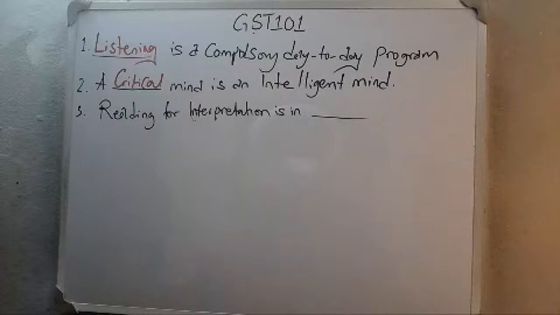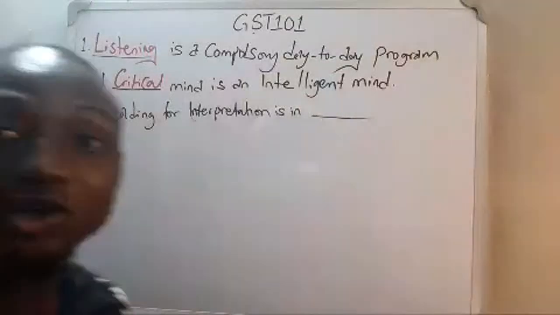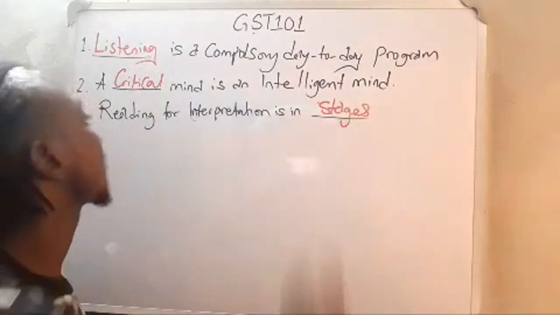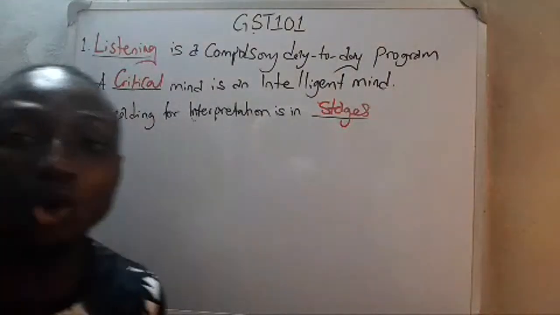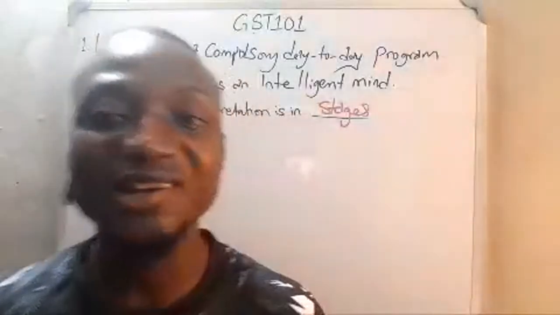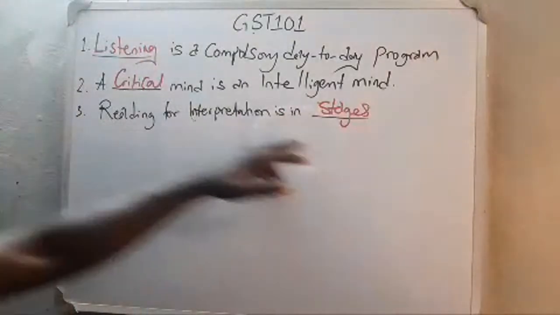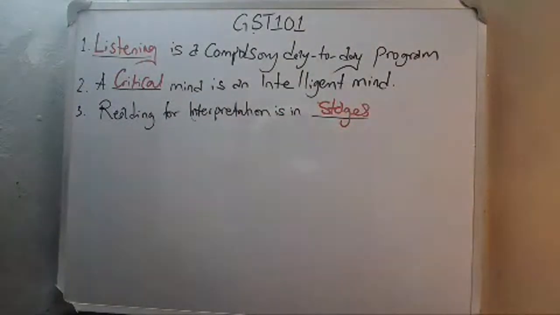Okay, so now somebody just gave me the correct answer. Yes, wonderful. Stages. Reading for interpretation, containing the letter cap and small. All right, thank you for that. Now, reading for interpretation is in what? Stages. Now, the next question.